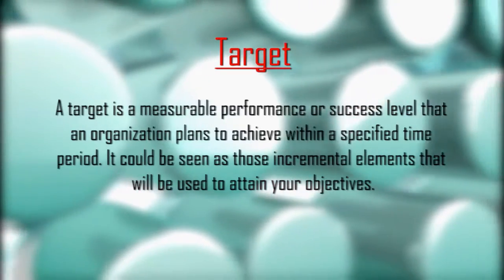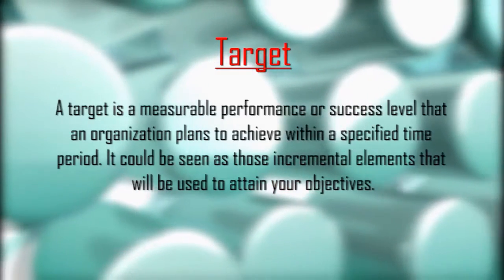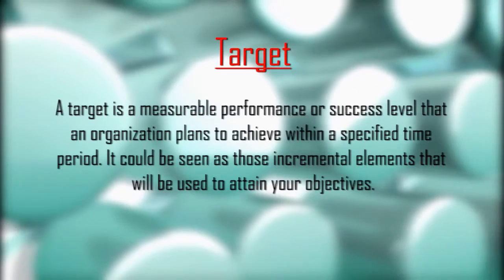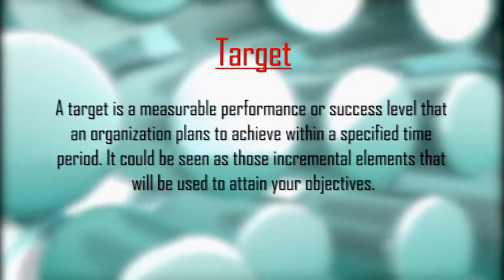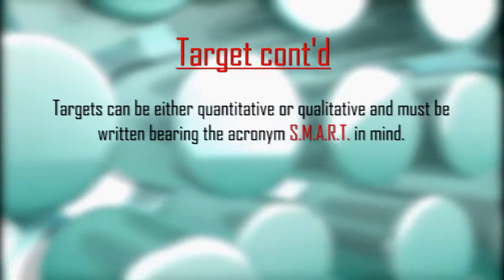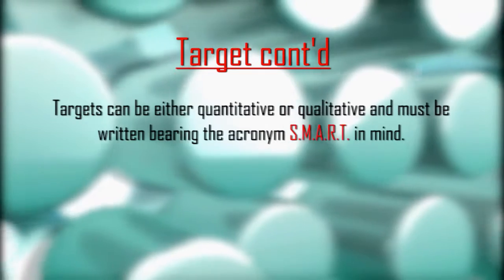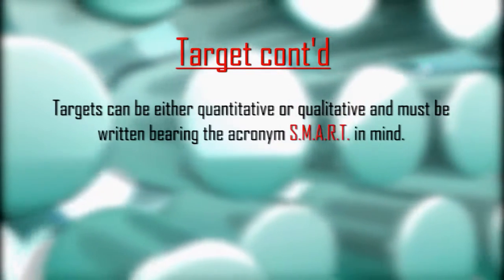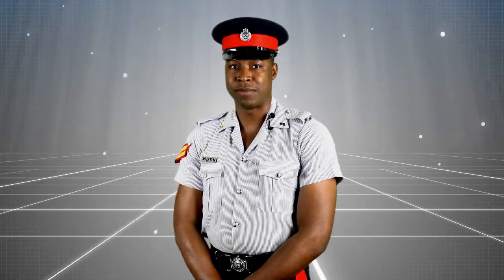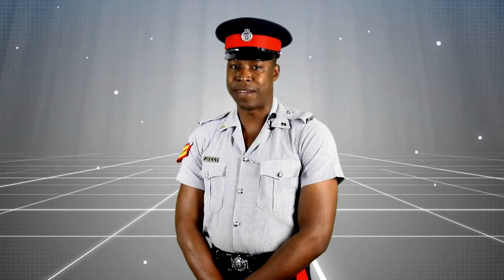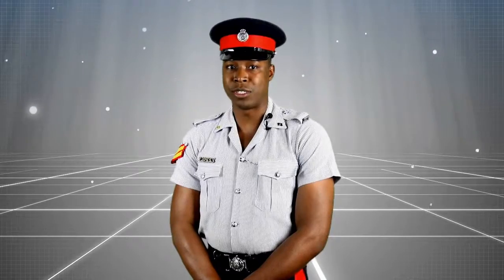A target is a measurable performance or success level that an organization plans to achieve within a specified time period. It could be seen as those incremental elements that will be used to attain your objectives. Targets can either be quantitative or qualitative and must be written bearing the acronym SMART in mind. Now, recall our first objective, reduction in serious and violent crimes, especially robberies and shootings.